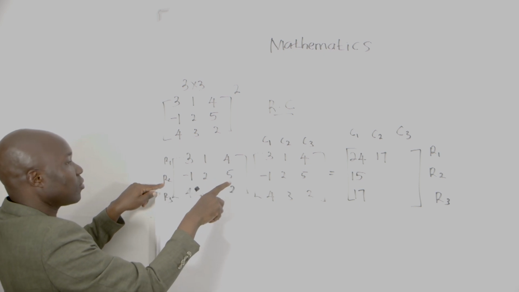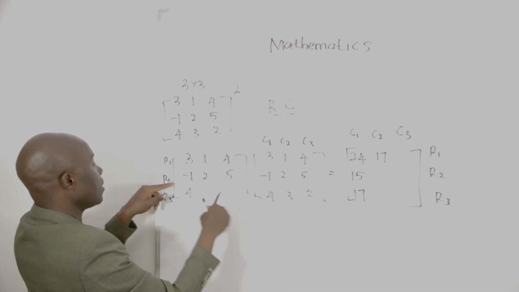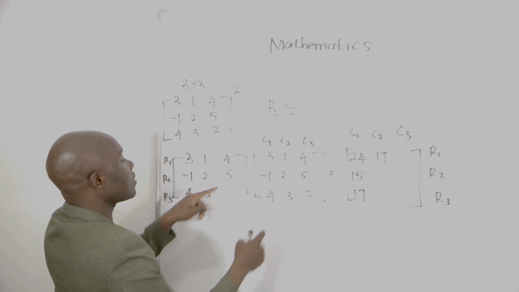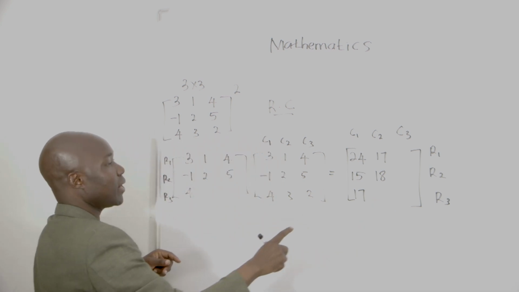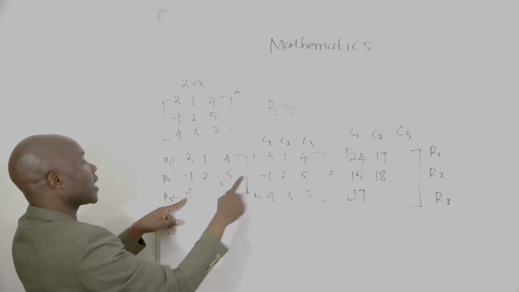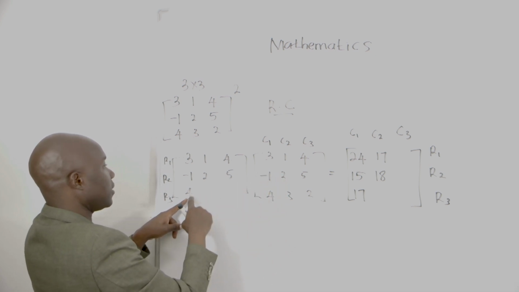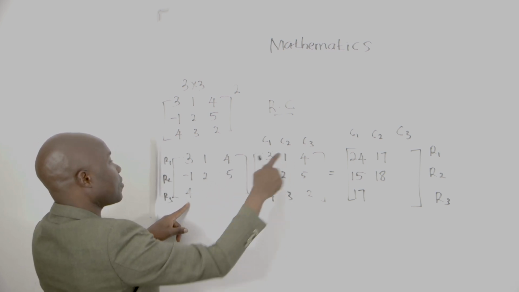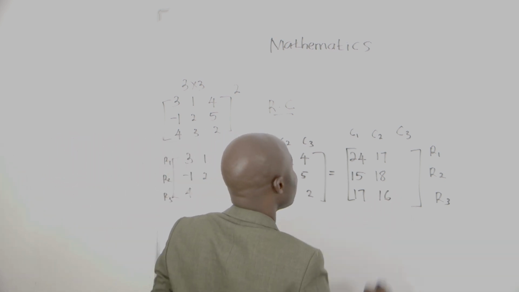Then we move to row 2. So I have to consider this row 2. But remember, it's row 2, column 2. So I'll deal with this row and this column. So negative 1 plus 4 is 3. 3 plus 15 we get 18. Then we now deal with the row 3, column 2. So I deal with this row 3 and column 2. So 4 times 1 is 4, 3 times 2 is 6. So 4 plus 6 is 10, 2 times 3 is 6, 10 plus 6 we get 16.